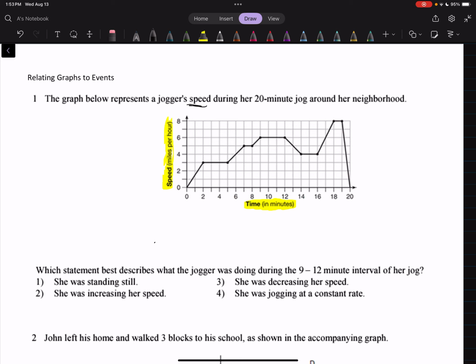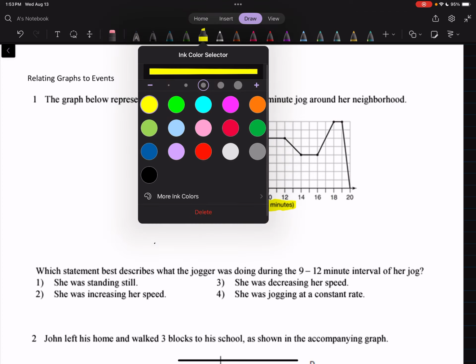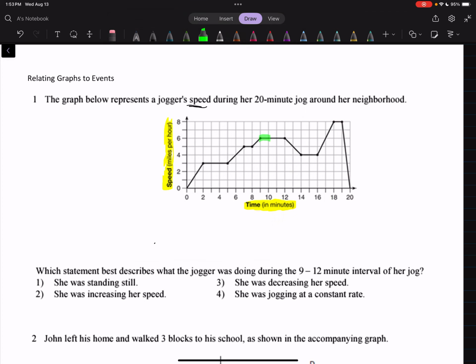So which statement best describes what the jogger was doing from the 9 to 12 minute interval? So what is the jogger doing between 9 and 12 minutes? Are they standing still, increasing speed, decreasing speed, or jogging at the same rate?